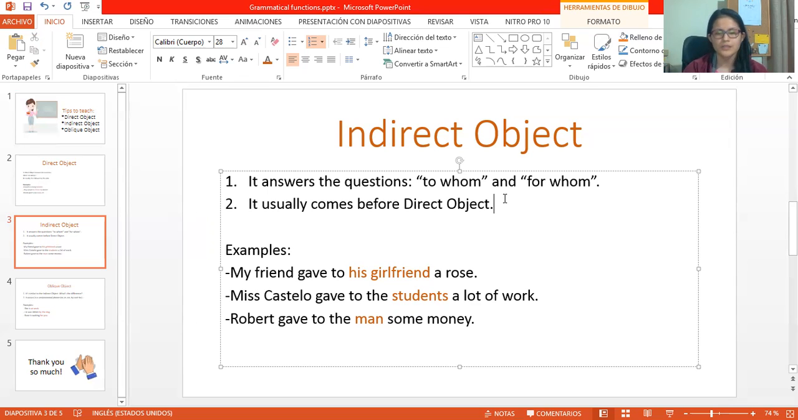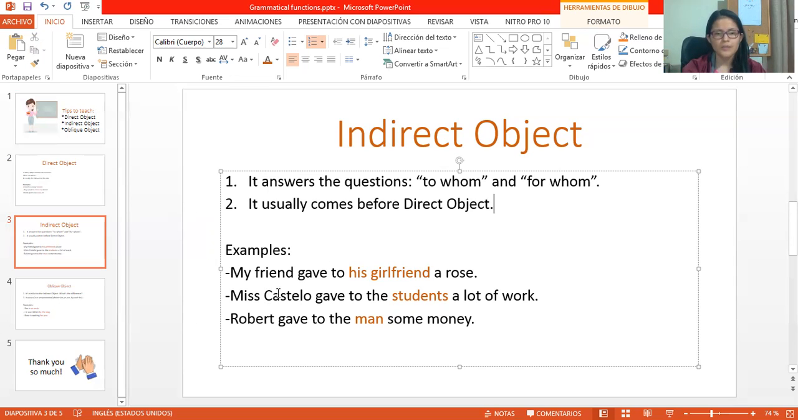For example: my friend gave to his girlfriend a rose. What's the subject? The subject is my friend. What's the verb? Gave. And what's the question? The question will be, my friend gave to whom? And the answer is his girlfriend. So it is the indirect object.